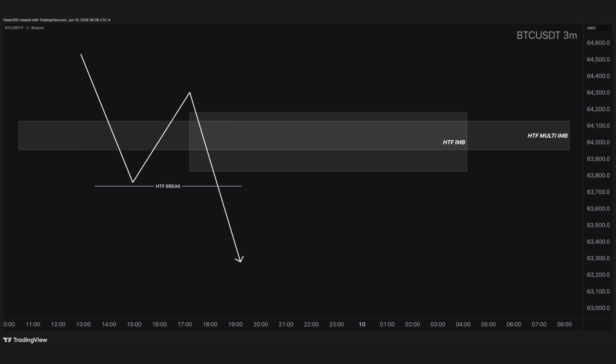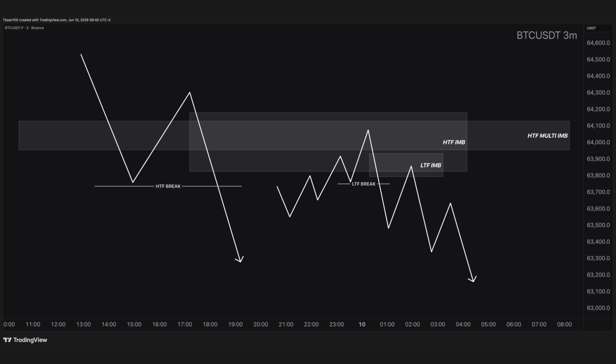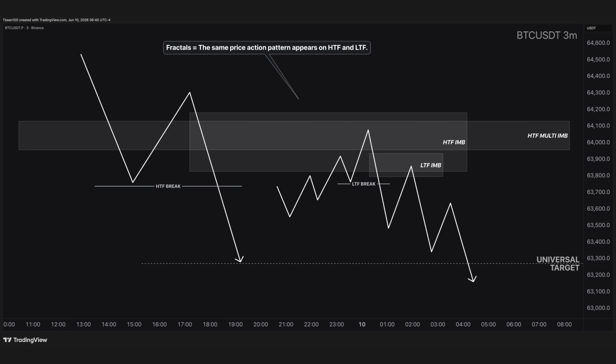Now, this all happened in the higher time frames. Then you open the lower time frames in these entry areas, and the exact same thing happens on the lower time frames. It looks like a small snapshot of the higher time frames. You see strong breaks followed by lower time frame imbalances. So everything is pointing in the same direction and moving towards universal targets. That, my friend, is what we call fractals. In simpler terms, it means the same price action patterns appear on both the higher and the lower time frames at the same time.